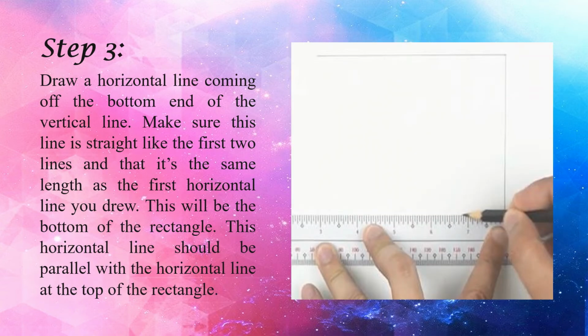Step 3. Draw a horizontal line coming off the bottom end of the vertical line. Make sure this line is straight like the first two lines and that it's the same length as the first horizontal line you drew. This will be the bottom of the rectangle. This horizontal line should be parallel with the horizontal line of the top of the rectangle.